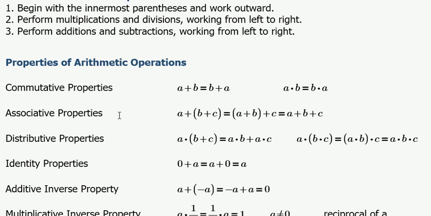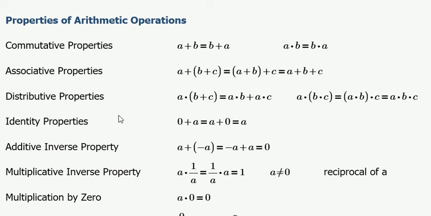Properties of arithmetic operations. Commutative property: a plus b equals b plus a, and a times b equals b times a. Associative properties: a plus b plus c is equal to a plus b plus c. Distributive properties: a times b plus c is equal to a times b plus a times c. A times b times c is equal to a times b times c.